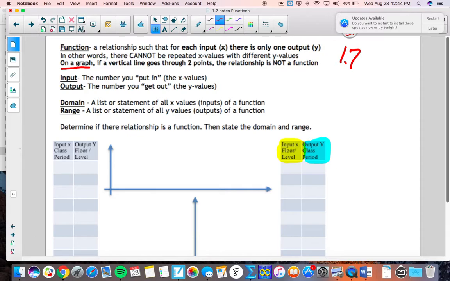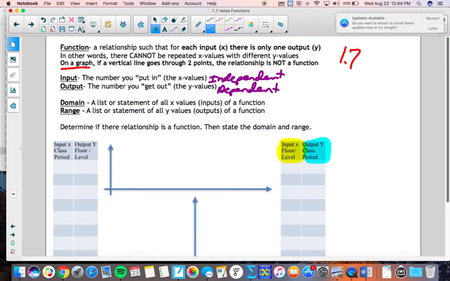Input, that's the number you put in. Those are your x values. That's the independent axis. And this is dependent. That's your y's. Domain is a list of all the x's. Range is a list of all the y's.